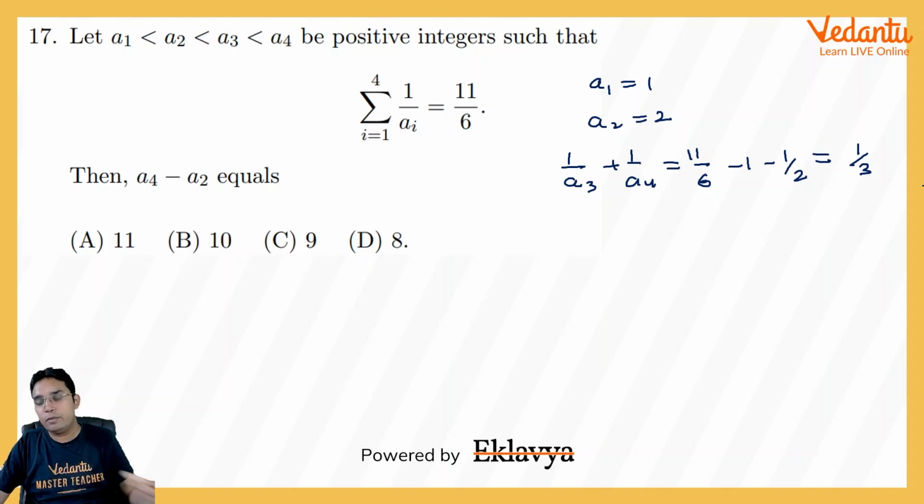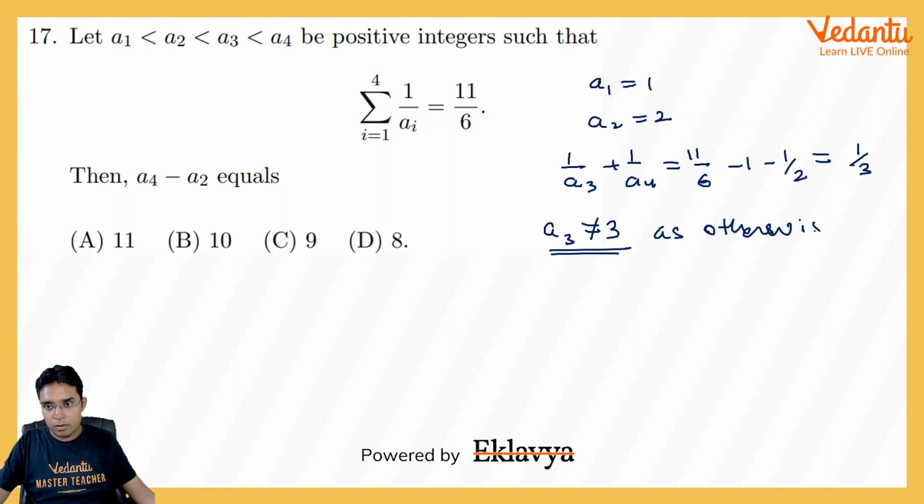2 by 6, 1 by 3. That is correct. Now, my A3 could be 3 also, because A1 is 1, A2 is 2. But if A3 becomes 3, then 1 upon A4 will become 0, which is not possible. So A3 cannot be 3. So A3 can be 4.